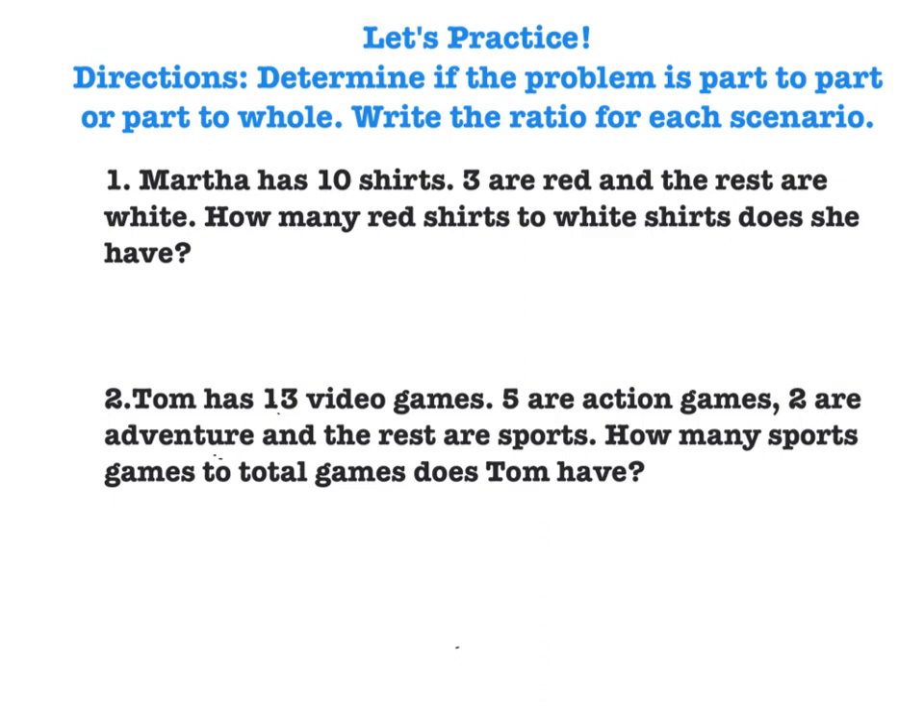So in this question, you should have noticed she has 10 shirts, 3 are red, and the rest are white. So my first thought would be, how many are white? Well, if there's a total of 10, that means that there are 7 that are white. And the next thing you have to notice when writing ratios is the order. It says red shirts to white shirts. And that tells me what type of problem this is. This is a part to part.